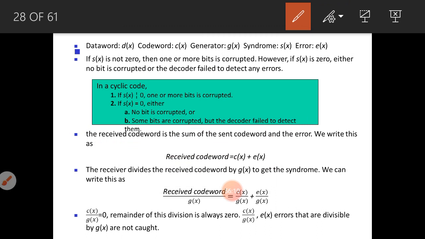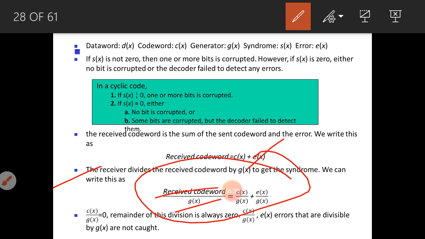Next, the receiver divides the received code word by g of x to get the syndrome value. We know that. Whatever received code word is there, it is divided by the generator. The generator is nothing but the divisor. So we divide the received code word by the generator or divisor. How can we represent that in the form of a function? That is the received code word divided by g of x, the divisor.